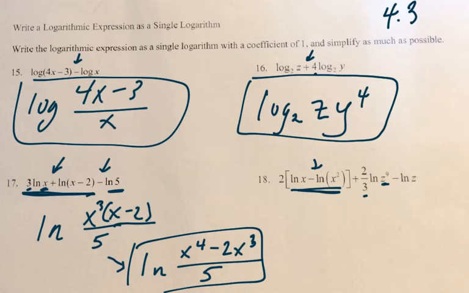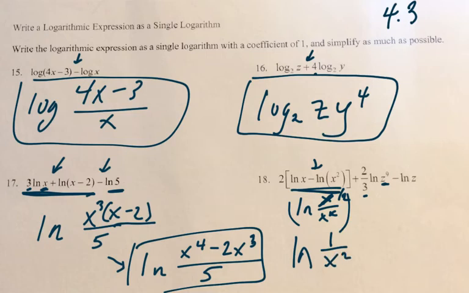First thing I'm going to do is I'm going to rewrite this natural log of x minus natural log of x squared as the natural log of x over x squared, which is the same thing because these would cancel as 1 over x. Then to that, I'm going to apply this power of 2, okay? So I'm going to end up with that first term as being the natural log of 1 over x squared.